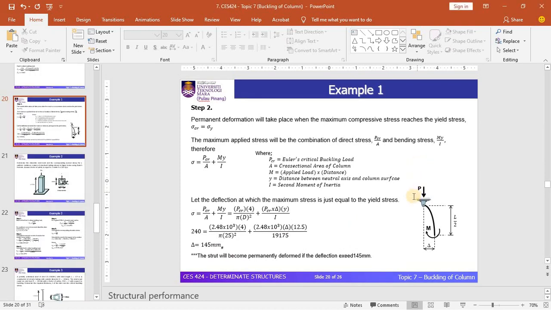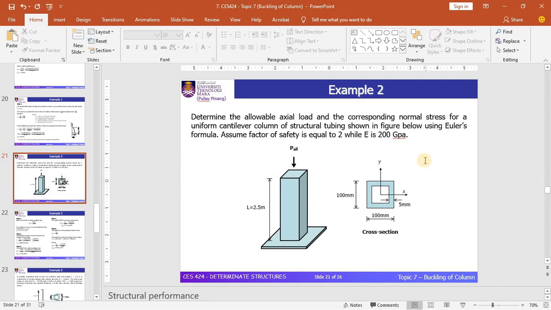Okay, let's move on to the second example. In this example, we need to calculate the value of the allowable axial load for the cantilever column. What you can see here is a cantilever column, a tube cantilever column. The cross section is a square tube, so it's hollow inside. The column length is equal to 2.5 meters. There is also an FOS value given, which is equal to 2.